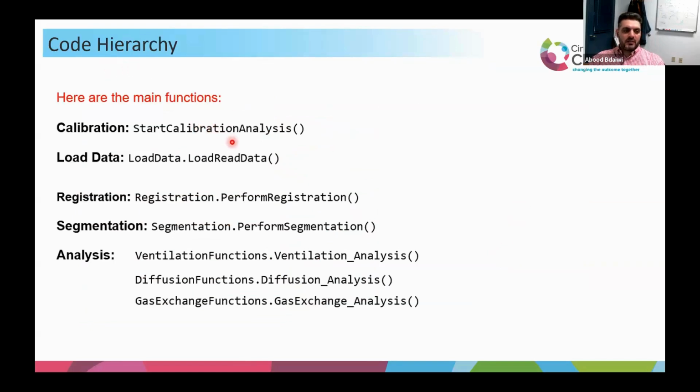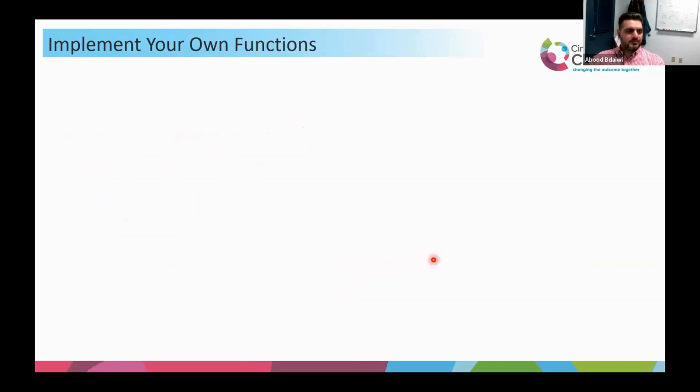The code hierarchy is basically divided into functions. So the main parent functions for each image type, calibration, loading data, registration, segmentation, analysis is shown here. And then based on the user inputs, it will call the specific function to perform that specific task.